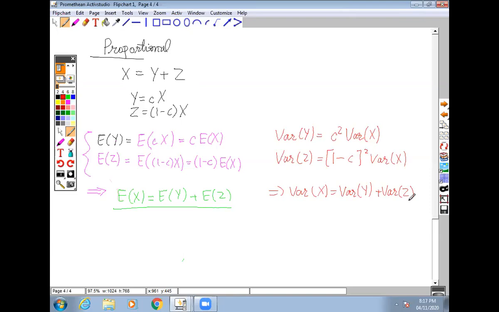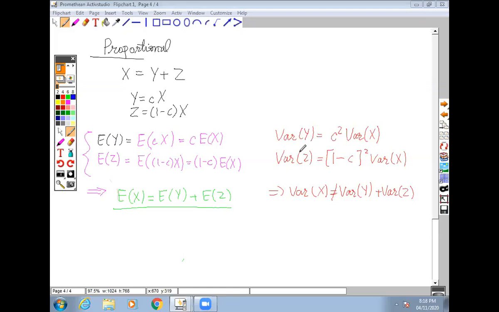No. Why do you think? Because the square factor comes into play. Exactly. So if we look at it in terms of mathematics, we have 1 minus c the whole square here, and here we only have c square. So the 2c term will be left out, and it certainly won't add up. So that's it. And why is expectation equal and not the variance equal?